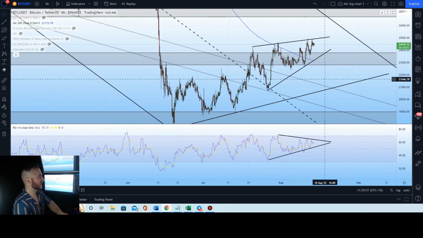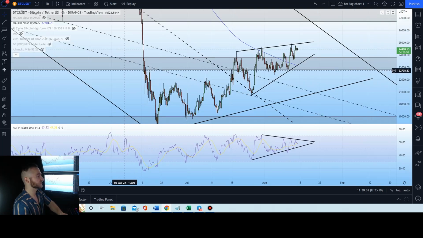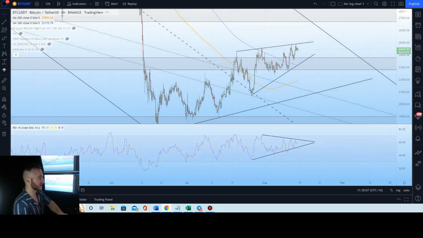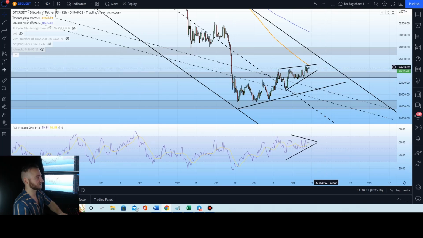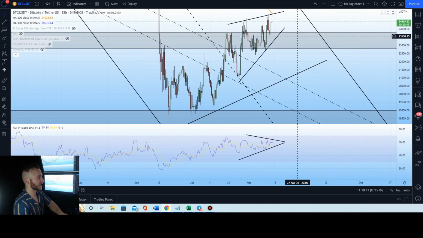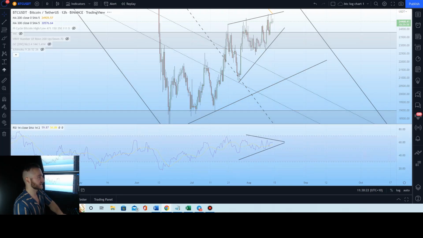So let's talk about this horizontal support zone. We have flipped the horizontal support zone, which is a good thing. We're over the 300 on the 6 hour, obviously over the 200. If we go to larger time frames, we can see in the 12 hour, the 200 is still acting as a bit of resistance over here. We've had some small candles over here, which isn't great. Obviously, we had a doji candle over here, which isn't the best sign. Obviously, on the daily, we also had that gravestone doji.